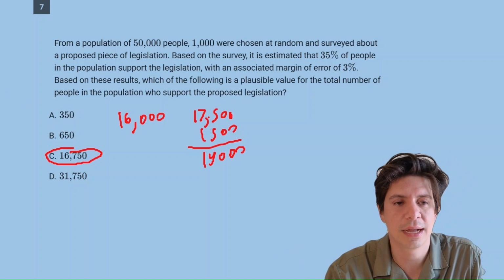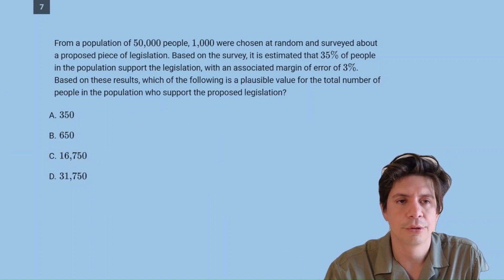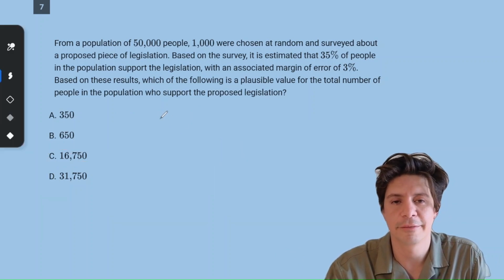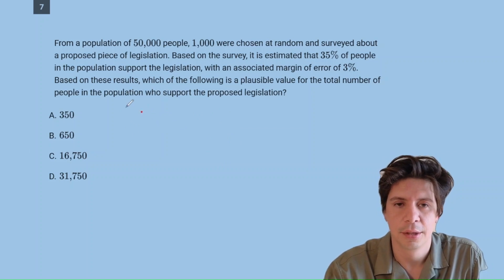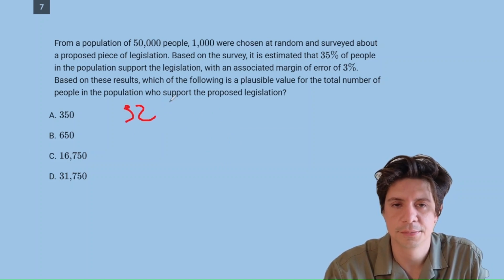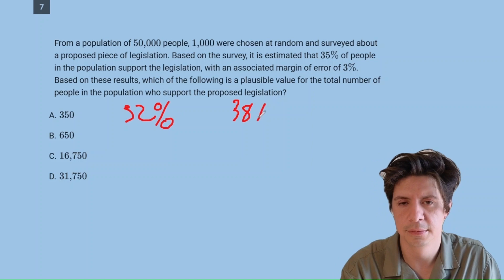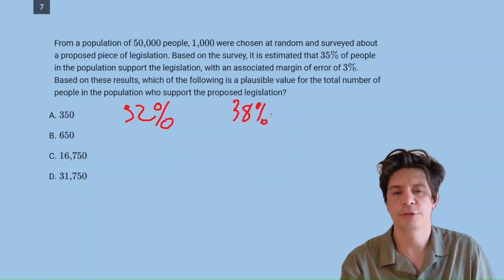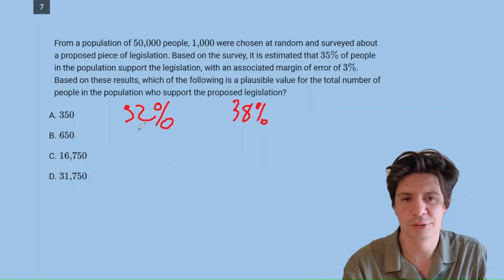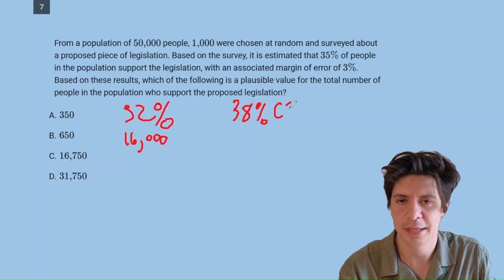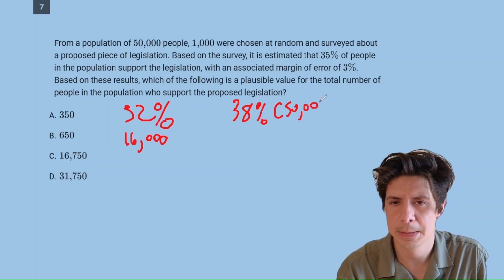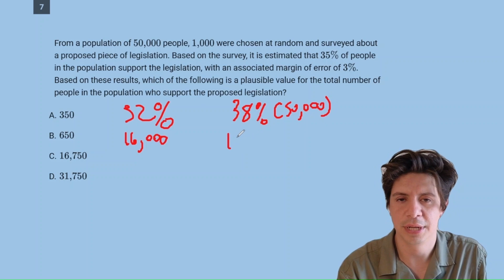You could have subtracted the 3% from 35%, and you would get 32%. And then added it and got 38%. And then do 32% times 50,000, which will get you 16,000. And then 38% times 50,000, right? Which will get you 19,000.